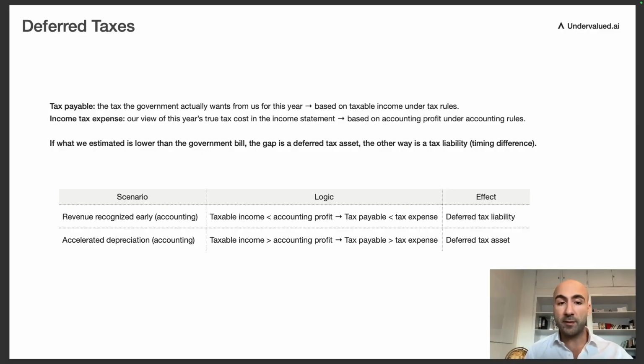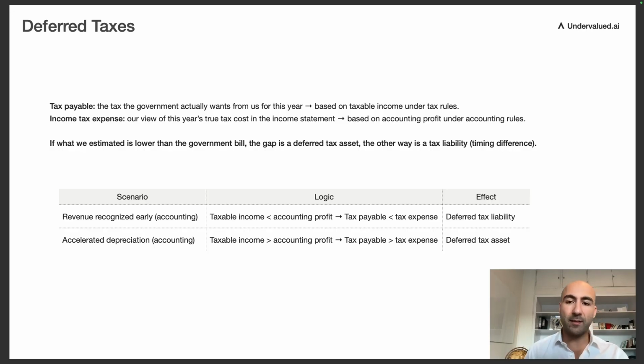But in the early years, especially at the beginning, there will be a difference. With tax, if you can depreciate faster, then your taxable income, because depreciation reduces your income, will be lower than your accounting income. As a result, what you will pay to the authority, the tax payable, will be less than the tax expense. So in reality, you're paying less tax in cash now to the authority than what your accounting would suggest.